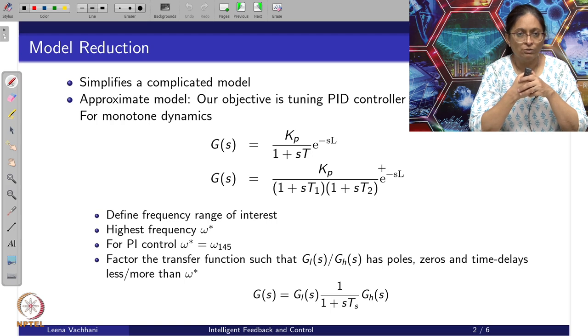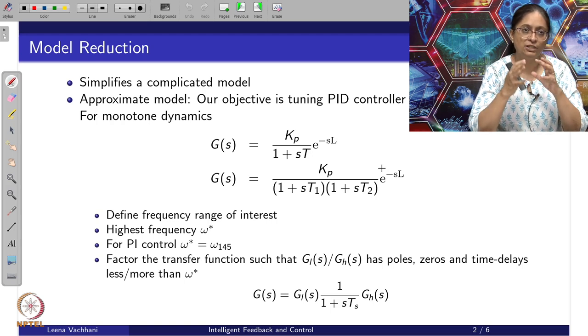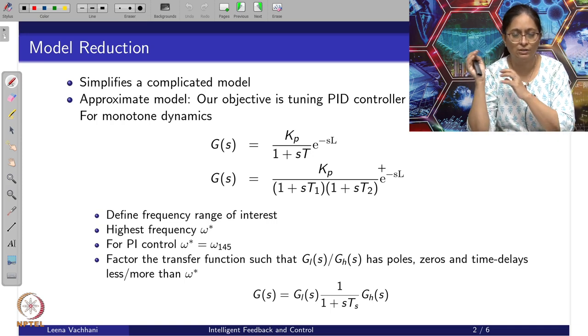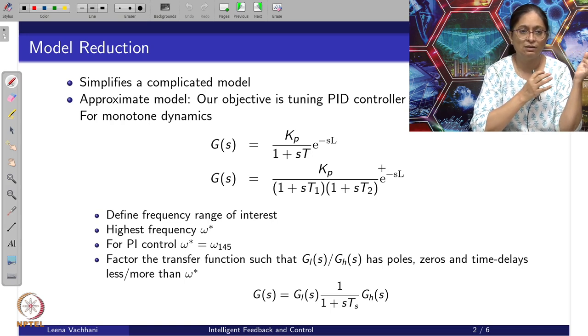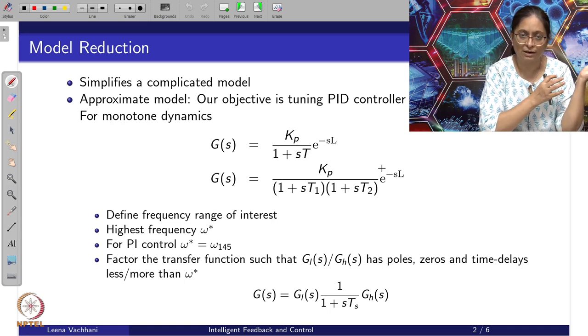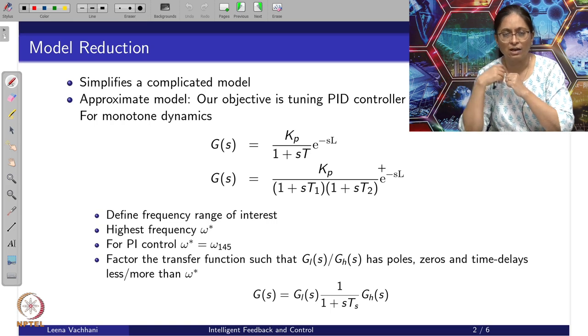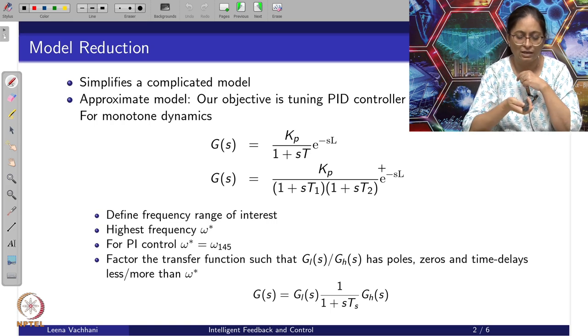So in order to approximate the system or reduce the system to a simplified system with lesser order, we can bifurcate the actual system in terms of lower frequency components and higher frequency components. The poles, zeros and time delays which are less than omega star are combined in GL of S, whereas those higher than it are combined in terms of GH of S when we are approximating this.